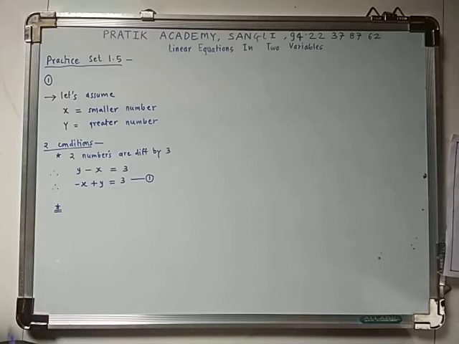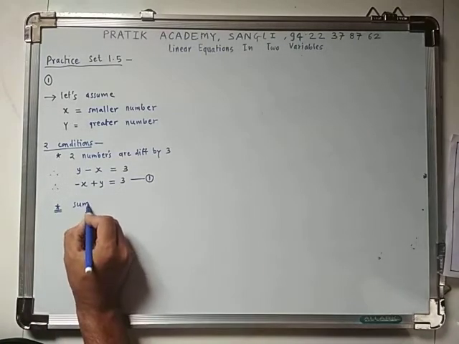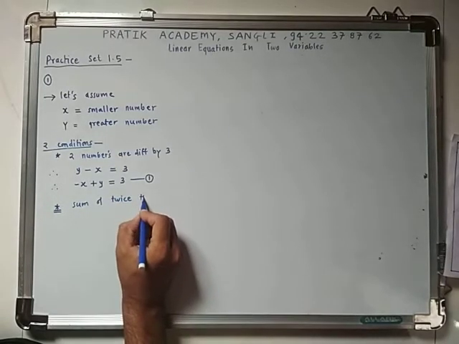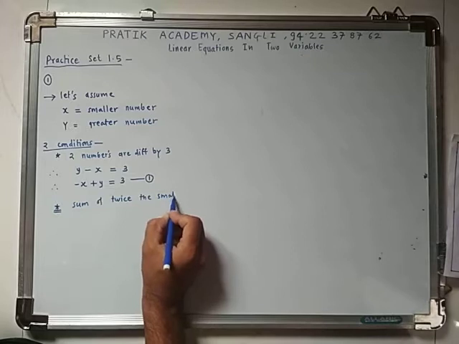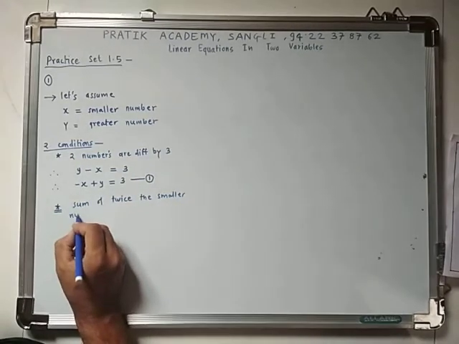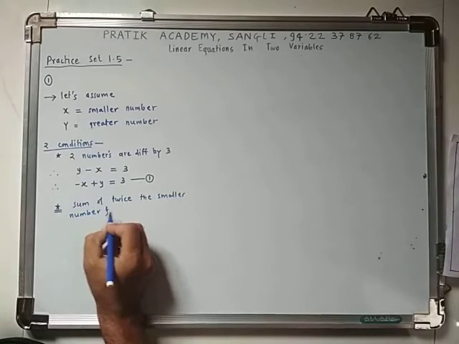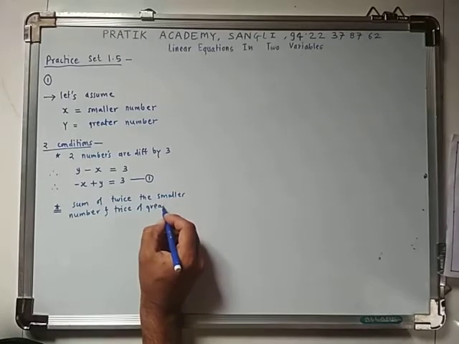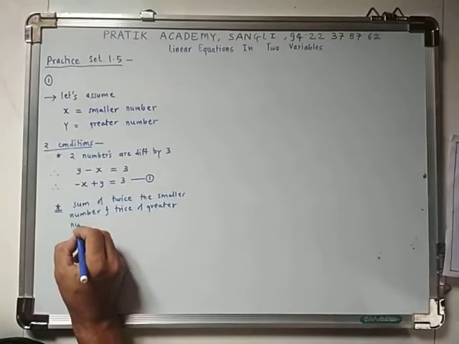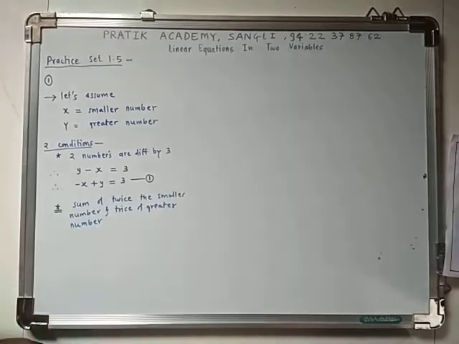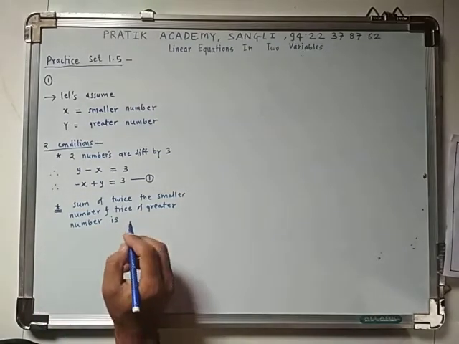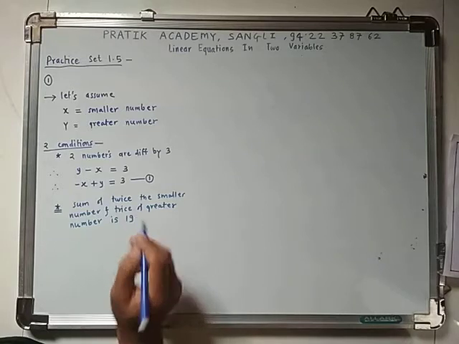What is the second condition? Sum of twice the smaller number and thrice the greater number. The sum of twice the smaller number and thrice the greater number, what is given? The sum is 19.